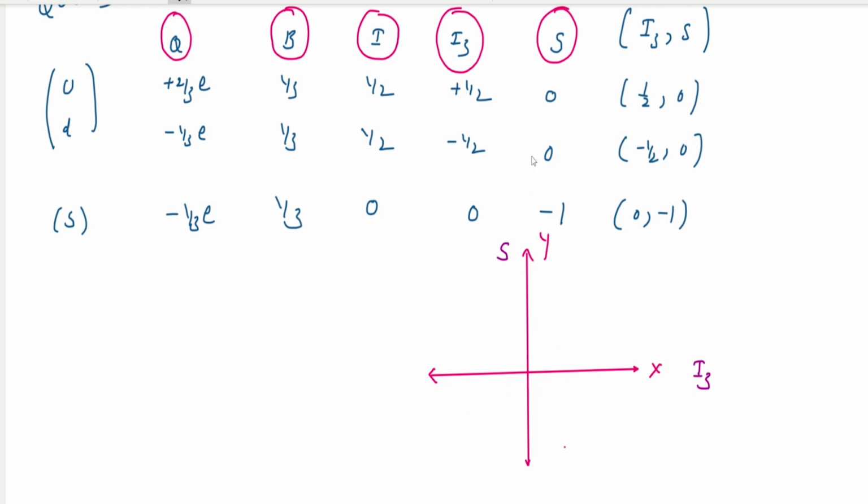For example, this is 0. This is plus 1 divided by 2. This is minus 1 divided by 2. The strangeness number is 0 here. This is minus 1 strangeness number. This is strangeness number plus 1. Here I'm going to try to fit this data on this graph. Okay. So this is D, down quark. This is U, up quark, according to this data. Minus 1 divided by 2 is the down quark. Plus 1 divided by 2 is the up quark. Here I'm going to attach them like this, up and down.